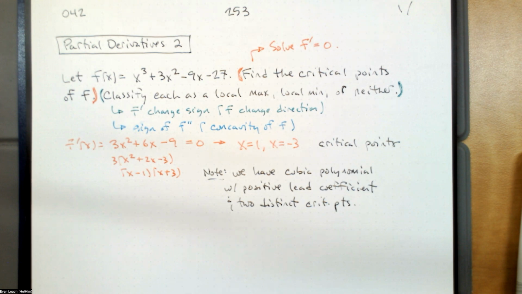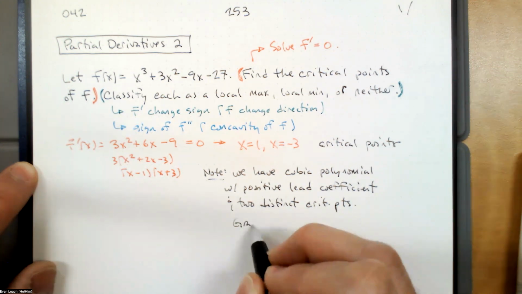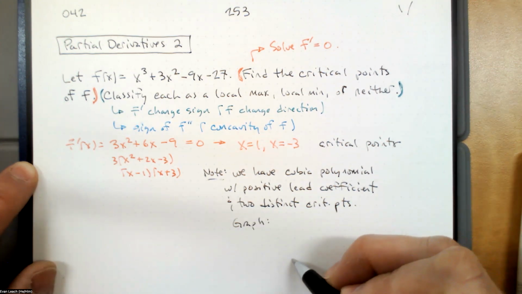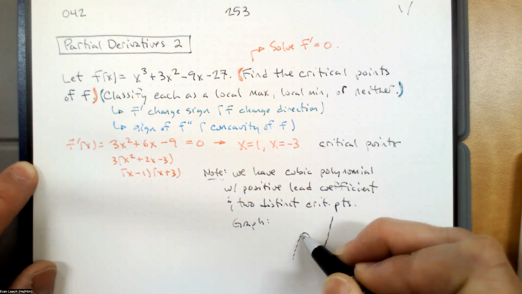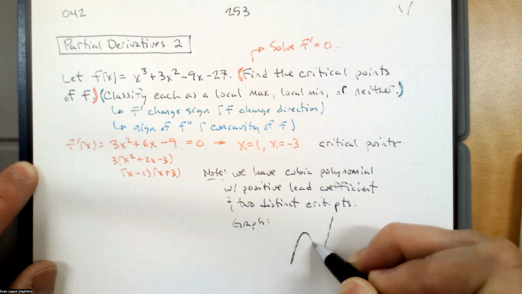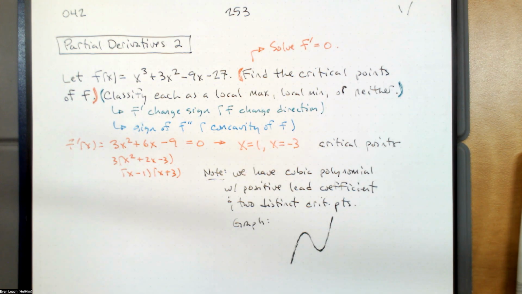Since we have a cubic polynomial with a positive leading coefficient and 2 distinct critical points, we know what the graph looks like. We must go up, down, and then up again. Because we have two distinct critical points, it must turn twice. Since the leading coefficient is positive, as x goes to infinity, the function goes to infinity. And therefore, as x goes to negative infinity, the function goes to negative infinity.